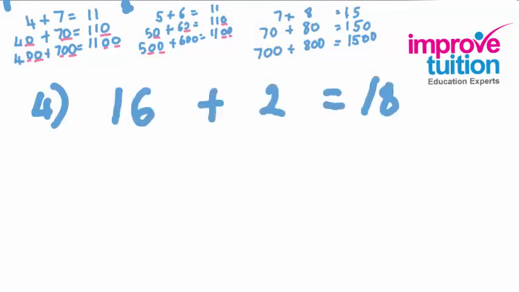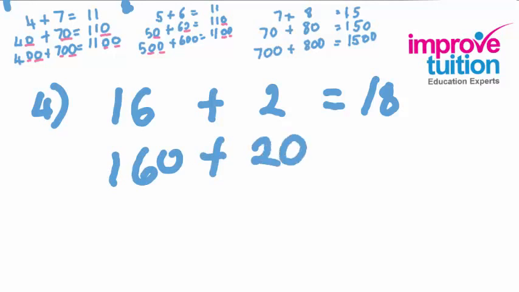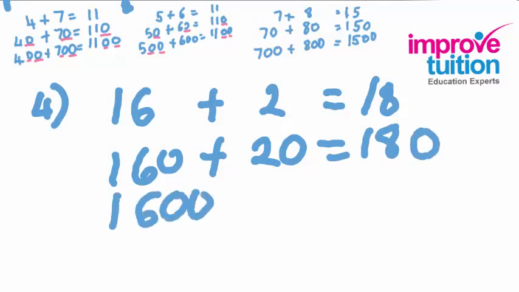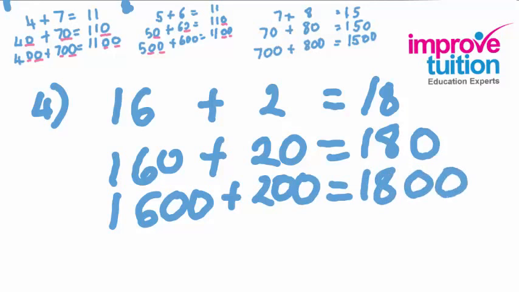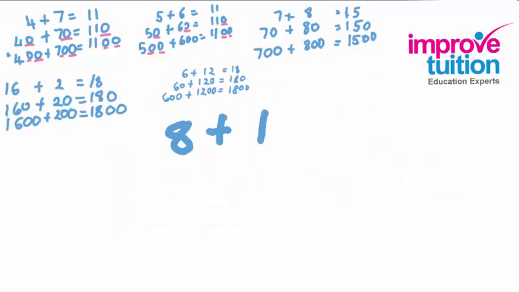16 add 2, well that's 18. 160 plus 20, well we've got the tens that we're adding up this time, so it's 180. 1600 add 200, we're adding the 6 and 2 again to give us 8, so that's 1800. 6 add 12, well that's 18.